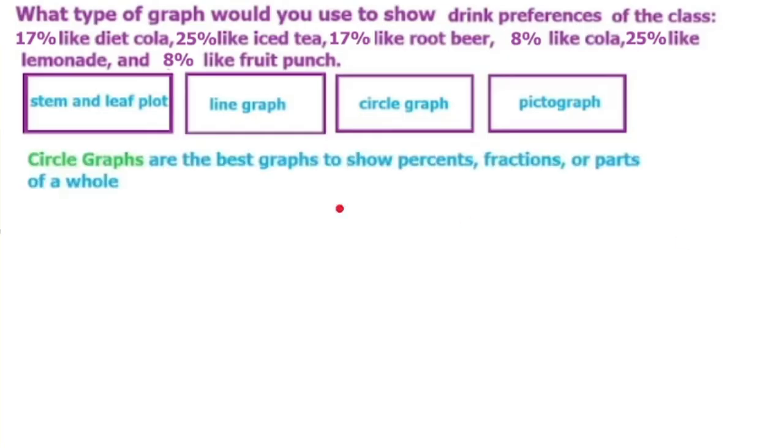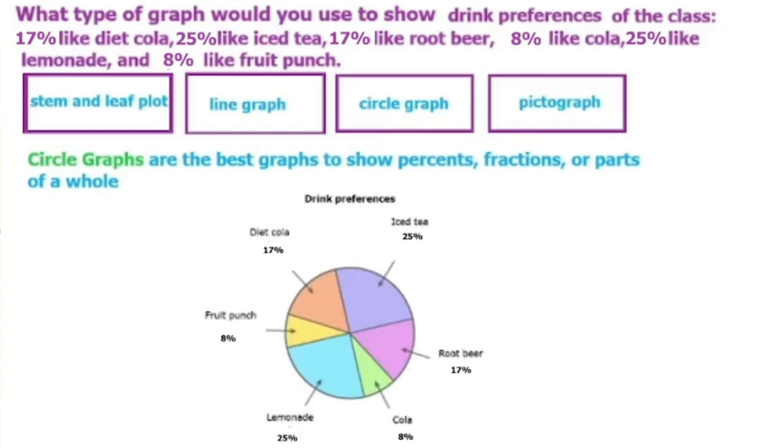So a circle graph is the best graph to show percents, fractions, or parts of a whole. And here, this is what we have. We have a whole bunch of percentages here that we can show on a circle graph. And this is how it would look. So these are the drink preferences. So iced tea would be 25%, root beer 17%, cola is 8%, lemonade is 25%, fruit punch is 8%, diet cola is 17%. So that's basically it for this problem.